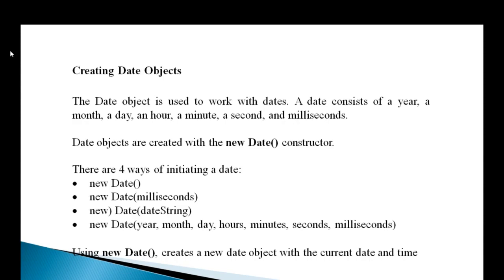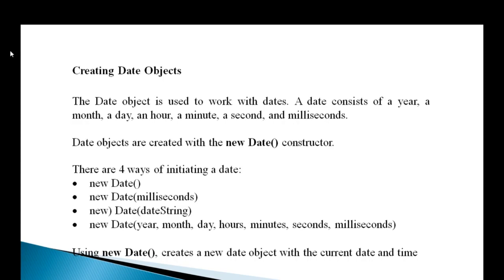Creating date objects. The date object is used to work with dates. A date consists of year, month, day, as we all know. Similarly, it also accesses the time like hour, minute, second, milliseconds. Date objects are created with the new Date constructor.